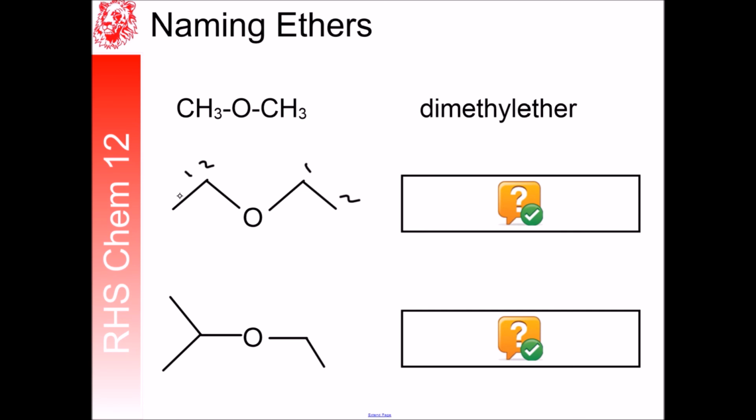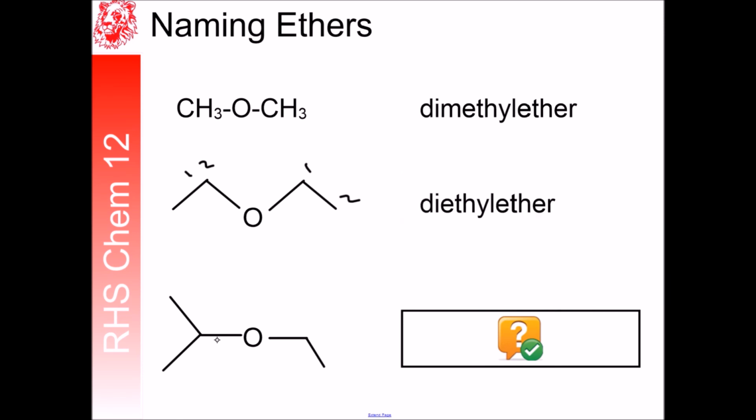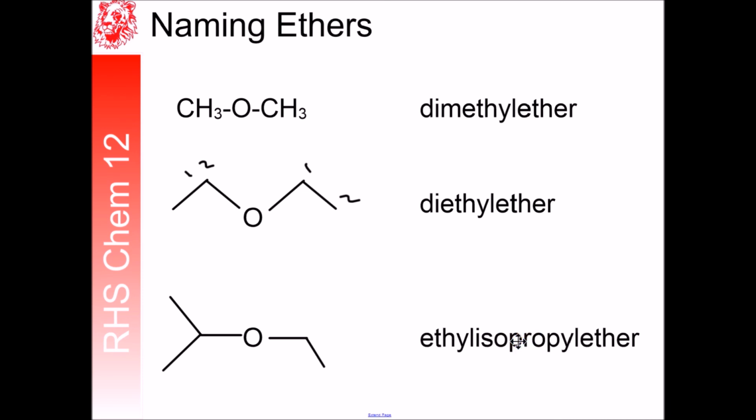So this one is diethyl ether because it has an ethyl group on one side and an ethyl group on the other. And this one has an isopropyl group because it's connected in an odd little way, and then an ethyl group, so this is going to be isopropyl and ethyl ether. And the E comes alphabetically in front of the P, and so ethyl isopropyl ether.